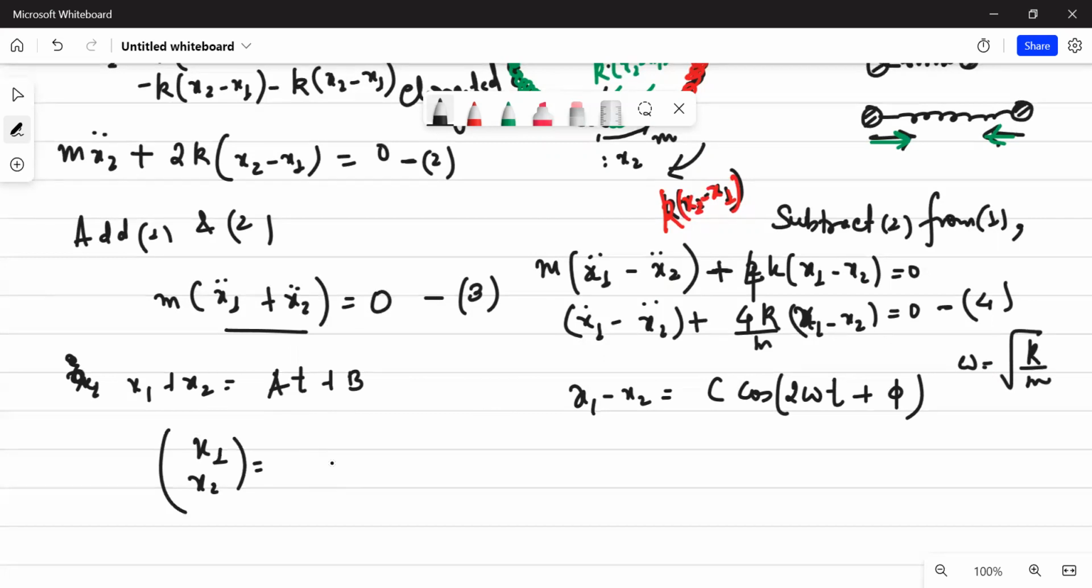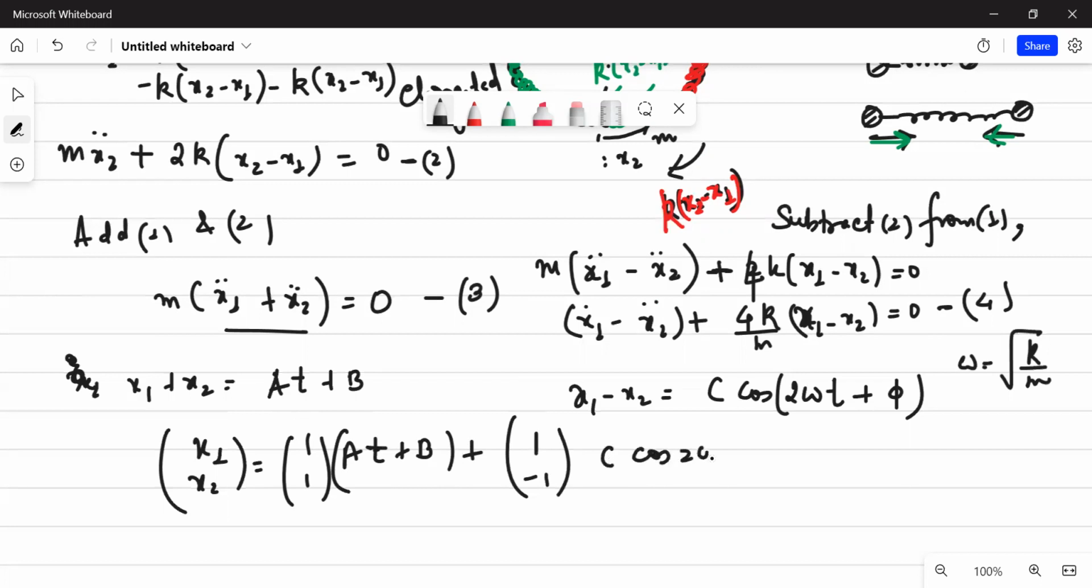कैसे लिखेंगे इसको? एक बार 1 minus 1. So I'll write it in, ऐसा कर देते इसको 1 1, (a t plus b), and then I will write 1 minus 1, and I will write the c cos 2 omega t plus phi. ठीक है. So if you write x1 as a function of t, this is (a t plus b plus c). तो देखो ना, इन दोनों को ऐड करोगे तो क्या आएगा? x1 आ जाएगा, और इन दोनों को सब्ट्रैक्ट करोगे तो क्या आएगा? x2 आ जाएगा, इसलिए मैंने यहाँ माइनस. Is that clear? Yes, sir.